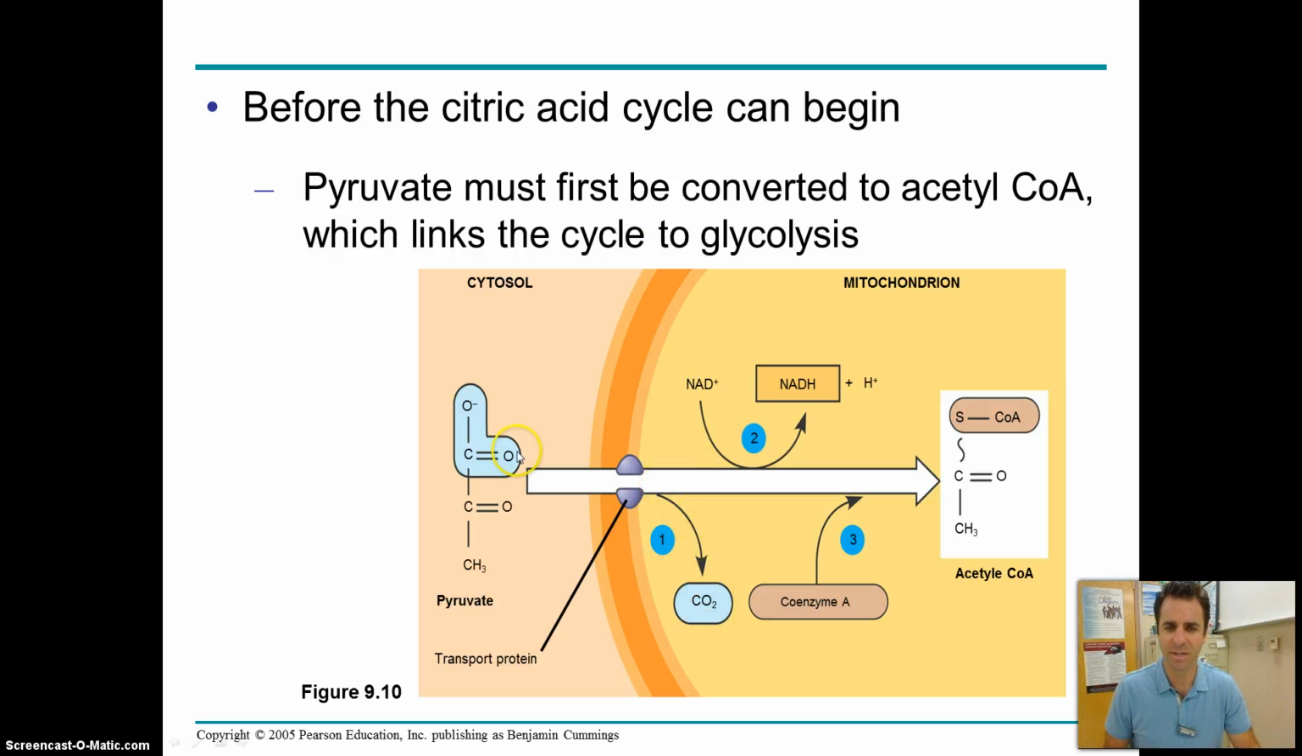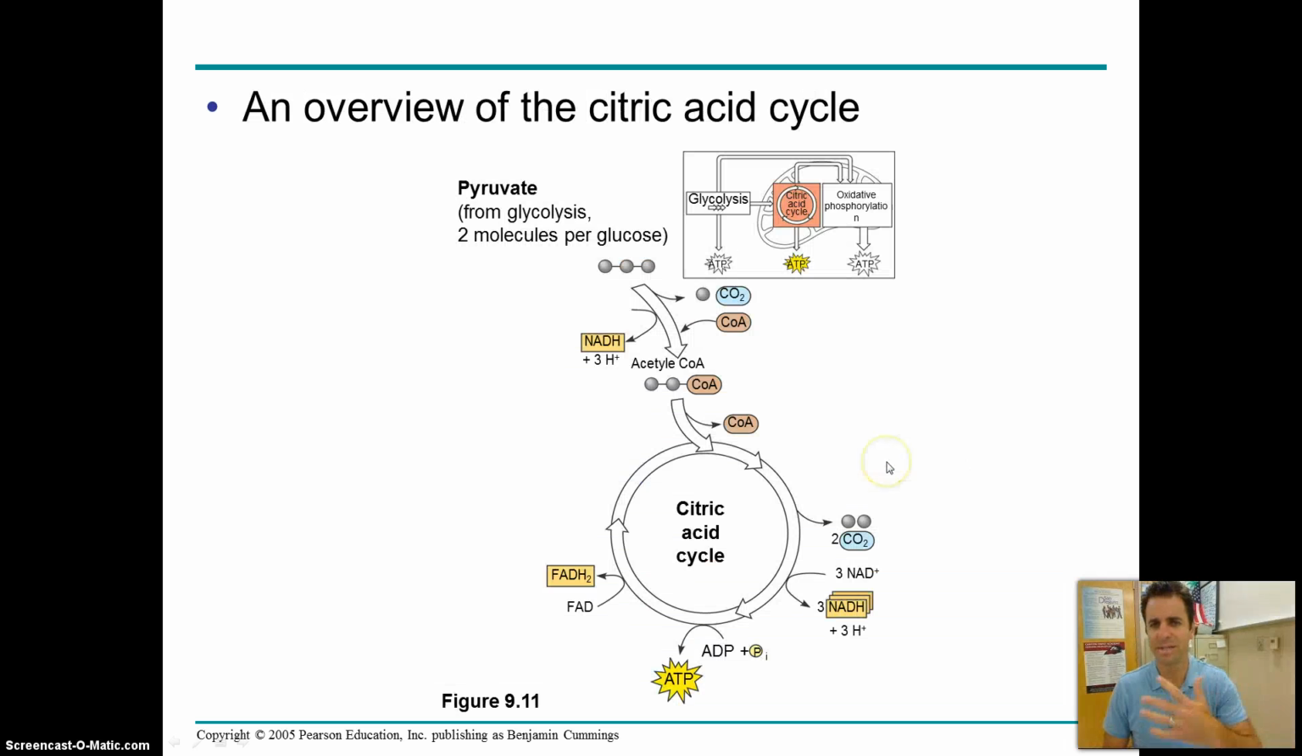We lose a CO2, as you can see, CO2 gets lost, and then coenzyme A gets added, which you see there. So this is acetyl-CoA. It's a 2-carbon molecule, where pyruvate was a 3-carbon molecule. Okay? Now we're into the mitochondrion, and now we begin the citric acid cycle. Here we lose the NADH, add CoA, lose CO2, and here you have your 2-carbon molecule.